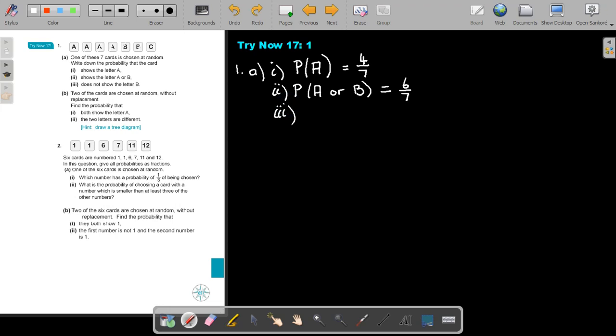The third one, does not show the letter B. Now, can you see, does not, so the B's was 2 out of 7. So probability of not B. Can you remember? You can just take 1, subtract the 2 out of 7, because there's 2 B's, and that will give you 5 out of 7. But that's even also complicated. You could have just said not B, so it's 1, 2, 3, 4, 5. You could have just counted on the cards. Okay, let's go on. Number B.